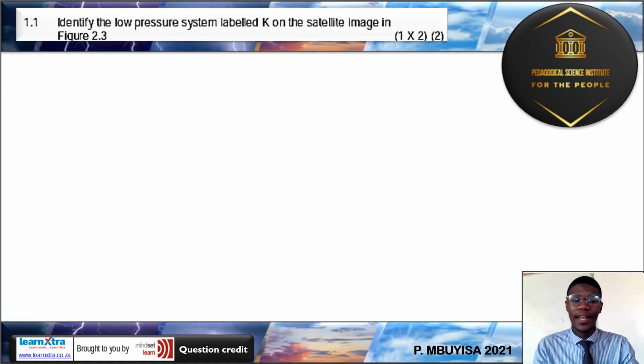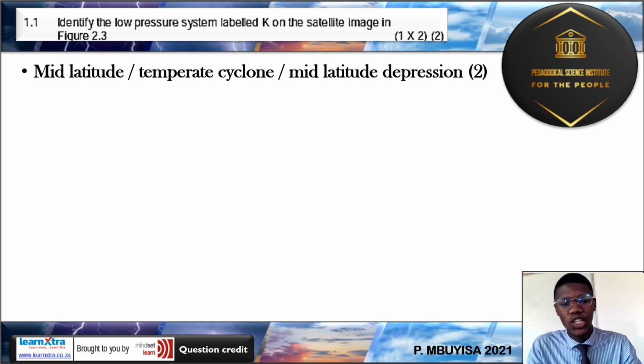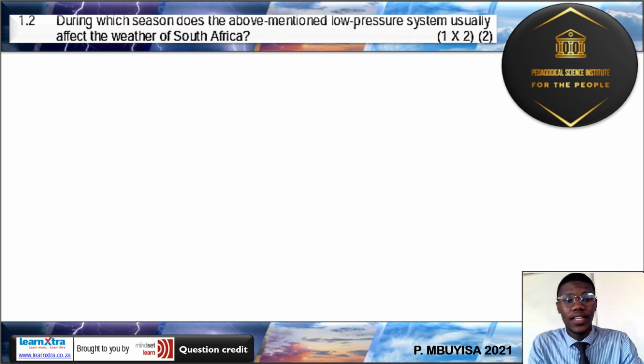Now, question number 1 asks you, identify the low pressure system labeled K. If you remember K on the satellite image, that was a mid-latitude cyclone, also known as a temperate cyclone or a mid-latitude depression or an extratropical cyclone. So those are alternative names of a mid-latitude cyclone, or temperate depression. So that's the K.